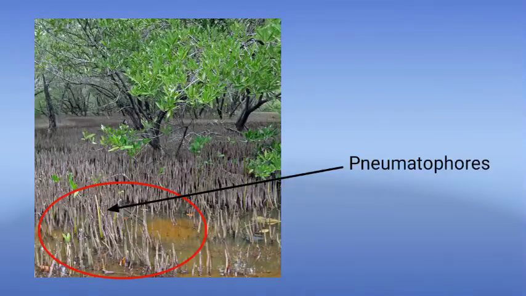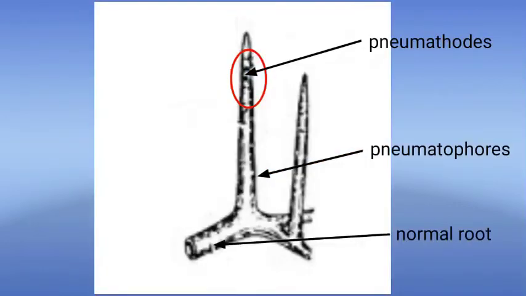In the picture, it is Avicennia. It shows pneumatophores which come out from the soil, showing positively phototropic, negatively geotropic growth for respiration. In this diagram we can see very clearly the normal root which produces pneumatophores. On the pneumatophores, they contain special pores called pneumatodes, which help in intake of oxygen for respiration.